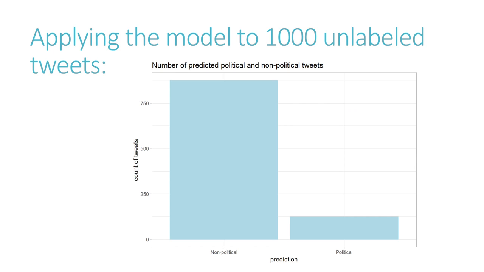And then, of course, the final step is to actually apply the model to new tweets. We had a data set of 1,000 unlabeled tweets, and the results of the model are that there were about 875 predicted non-political tweets and 125 predicted political tweets. Thank you.